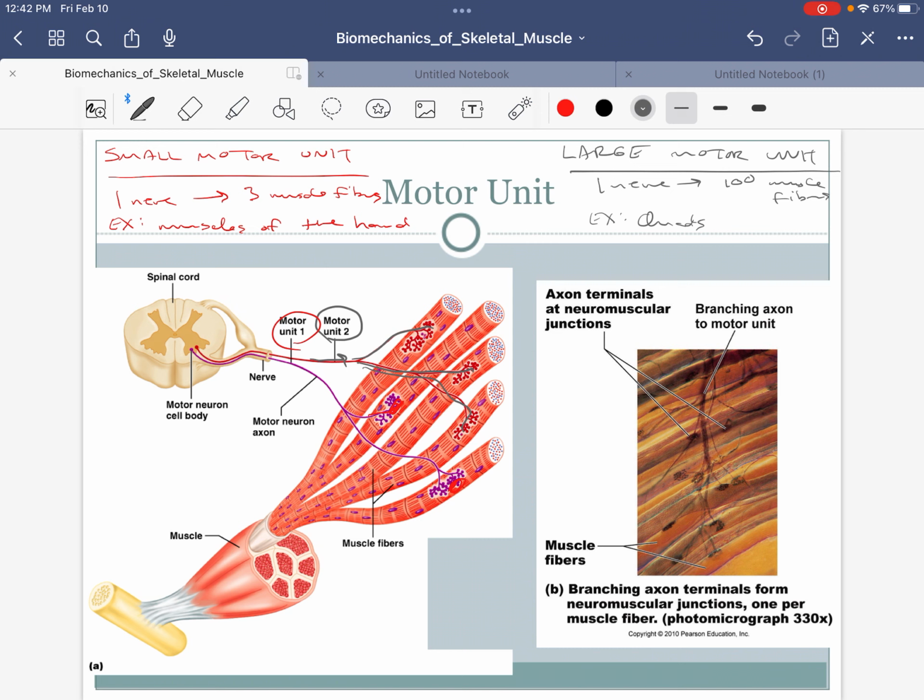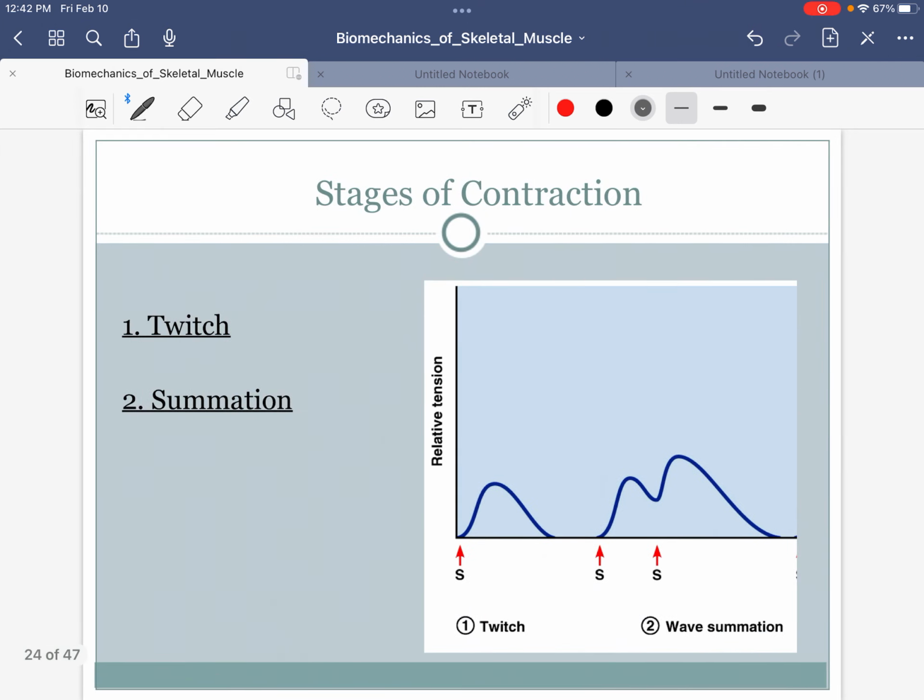Last thing on there, recruitment of motor units. When we start physical activity, just by nature, your body will recruit smaller motor units first and then larger. This, folks, is one piece of evidence of why a warm-up is so important for athletes. If you warm up, you're giving your body time to activate the small motor units and then start to get to the big ones where you can generate more force.